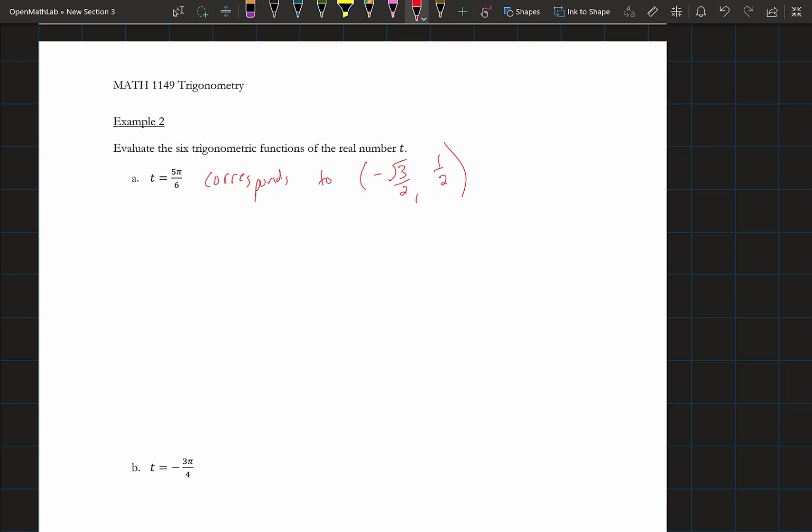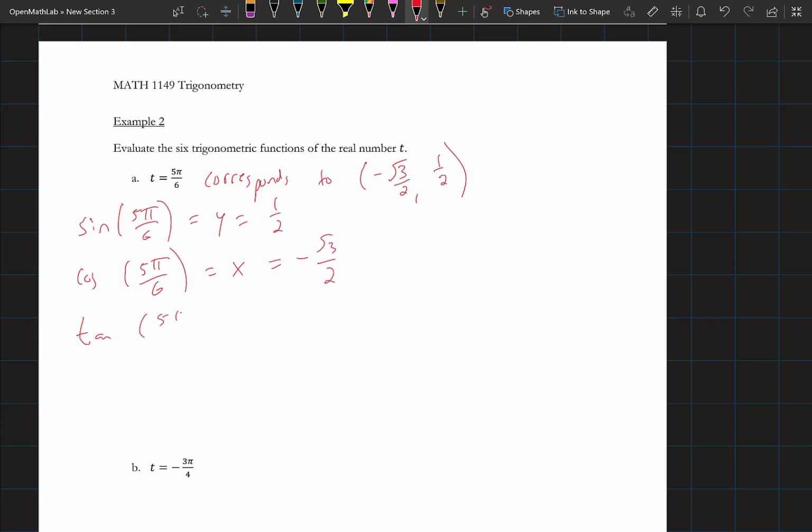So for example, we know that sine of 5 pi over 6 is going to be equal to the y coordinate from before. So that's pretty easy, and that's just a half. We just copy paste. Cosine of 5 pi over 6 is equal to the x coordinate, which is negative radical 3 over 2.